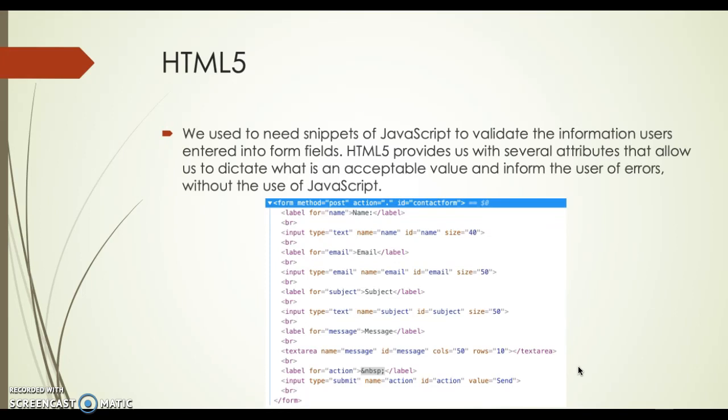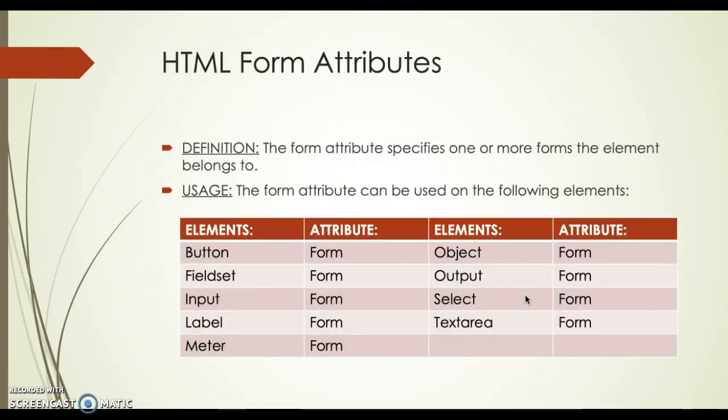We used to need snippets of JavaScript to validate the information users enter into form fields. HTML today provides us with several attributes that allow us to dictate what is an acceptable value and inform the user of errors without the use of JavaScript. We have the HTML form attributes.